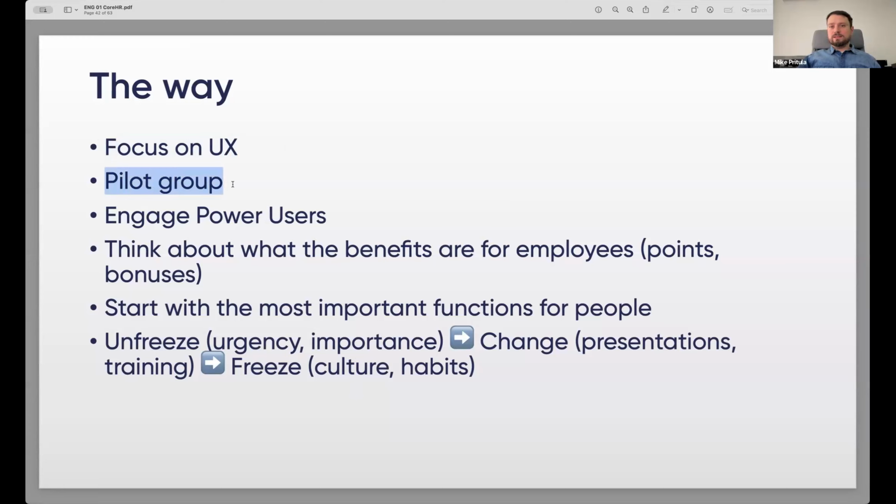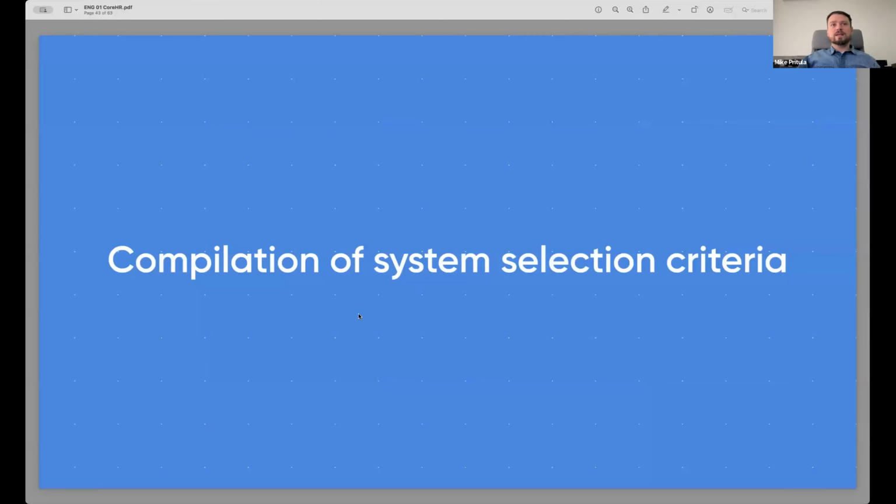Create the pilot group to test the system before you buy the system as a whole. Engage power users. By power users, we mean people who are supportive to what you implement and who have a lot of connections in the company so they can sell the idea of automation to others. Think about what the benefits are for employees. Start with the most important functions for people and use change management approach: unfreeze, change, and freeze. So there are several approaches for how to implement changes, and don't hesitate to use them.